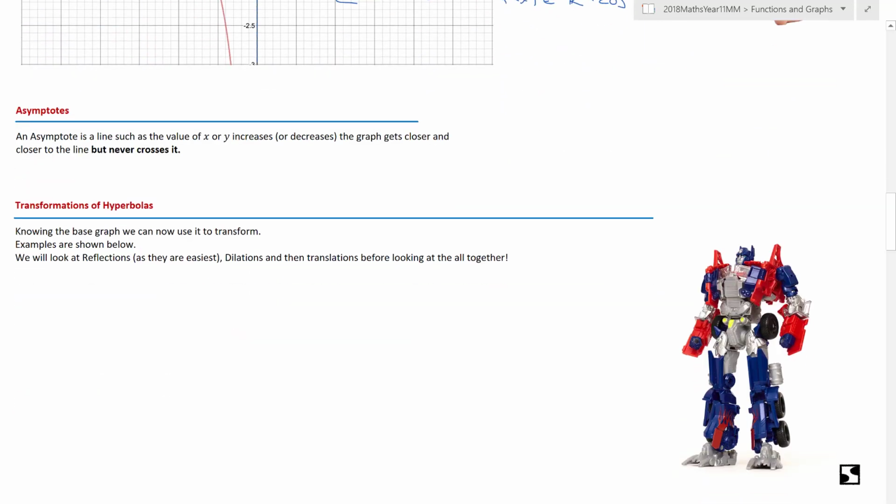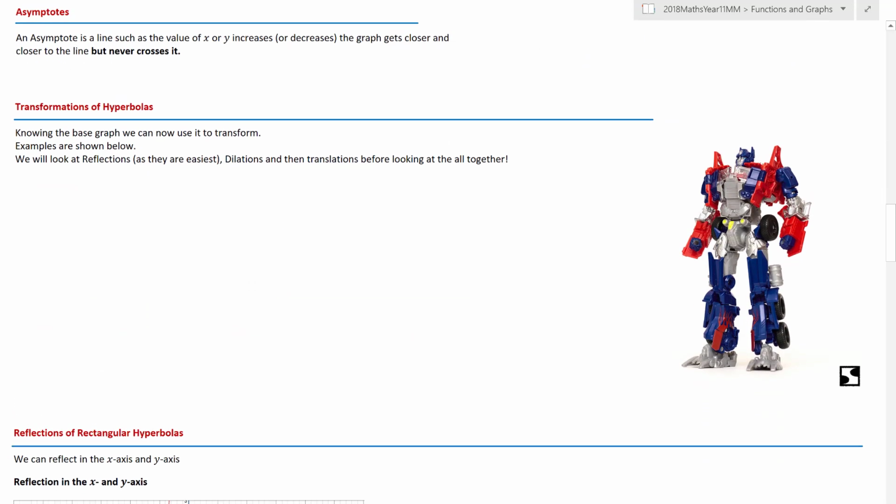Really, really important. As I've said, asymptotes, just for your notes, if you want to print this off and stick it in: an asymptote is a line such that as the value of x or y increases or decreases, the graph gets closer and closer to the line, but never ever crosses it. Now, lots of people think that when you transform the graph, the asymptotes will stay exactly the same, and that's a really bad assumption.